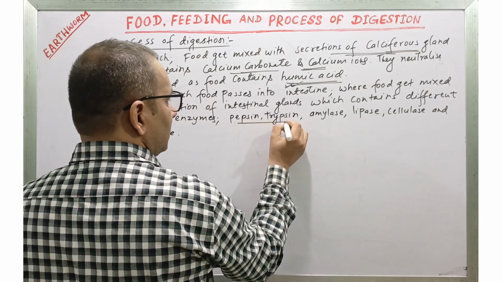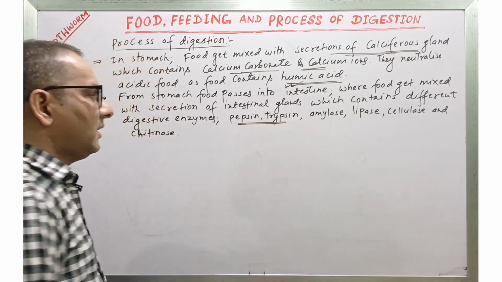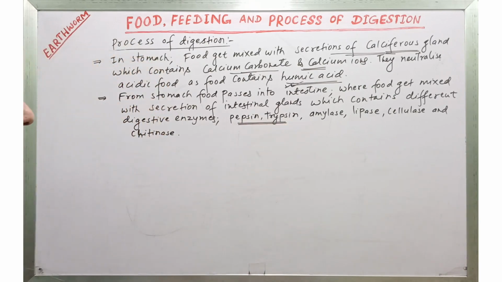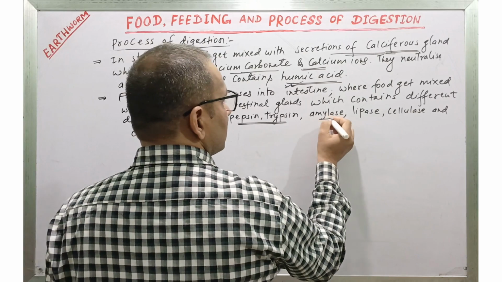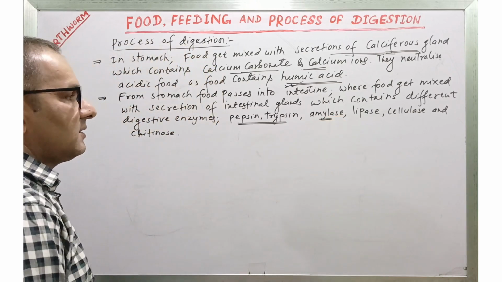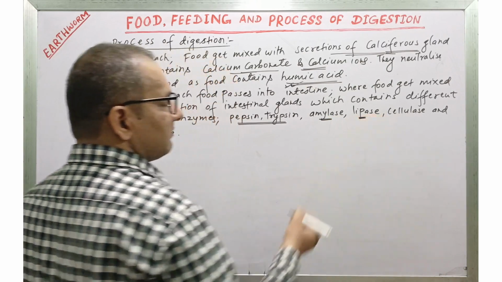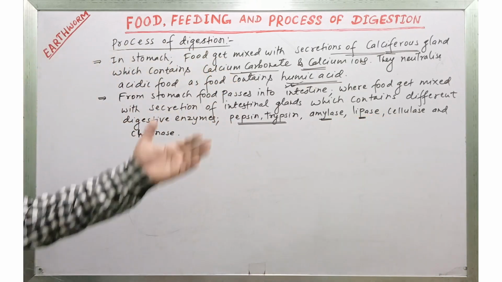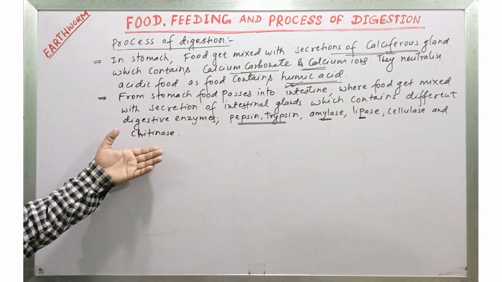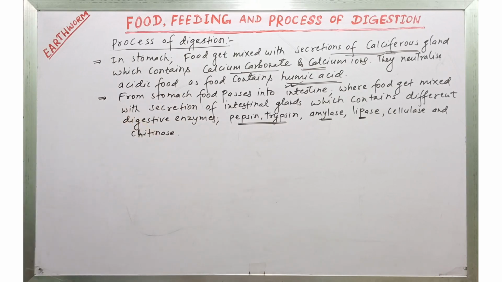Pepsin and trypsin act upon protein, while amylase acts upon carbohydrate, or is responsible for carbohydrate digestion. Lipase is responsible for digestion of fat. Cellulase acts upon cellulose, while chitinase acts upon chitin.